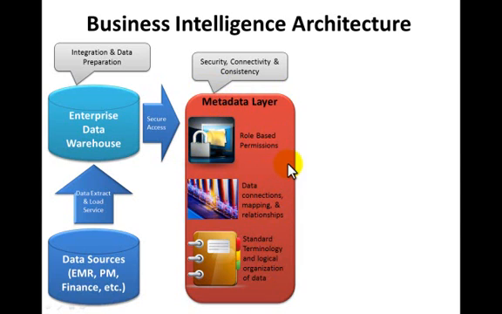One is role-based permissions. It's very important, especially in a healthcare environment where patient privacy is so important, that users only have access to the data that they should have access to based on their role. So within the metadata layer, as that data comes out of the data warehouse and goes through it on its way to the user, a role-based permission architecture is applied so that the business intelligence tool looks to see who the user is, what role they play within the organization, and therefore what data they should be able to see.